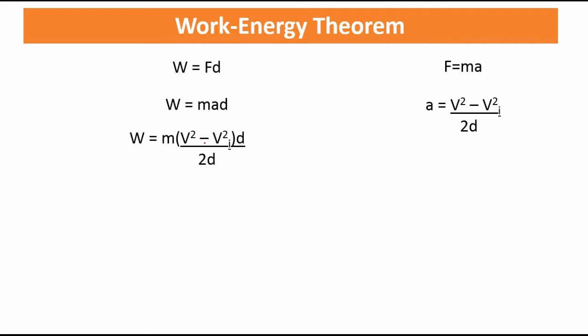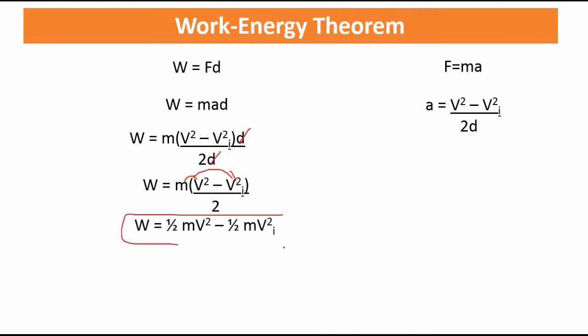And then let's simplify this one. So cancel the d. So what's left is this one. And then distribute the mass. And then this one, the divided by 2, you have to distribute this also. And it turns out like this.